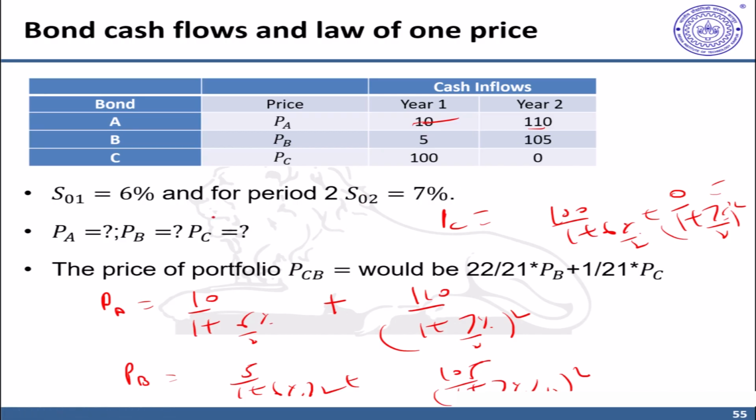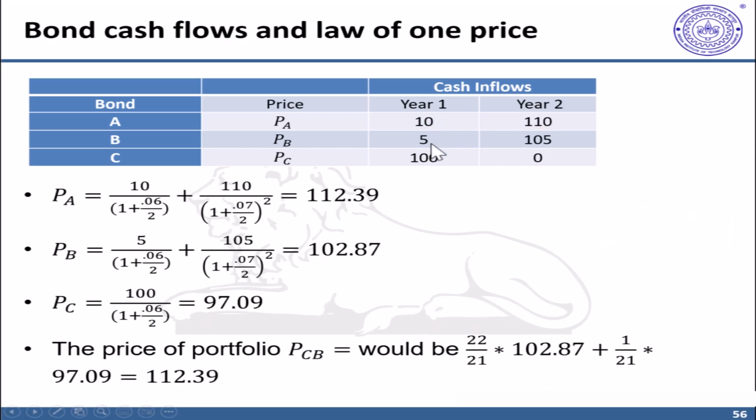Now, once you have the prices of bonds A, B, C, the arbitrage portfolio that was a mix of B and C in these proportions, 22 by 21 into PB plus 1 by 21 into PC, can also be calculated. Solving these equations, we find that PA equals 112.39, PB equals 102.87, and PC equals 97.09. Now you can mix PB and PC in this proportion, 22 by 21 into 102.87 plus 1 by 21 into 97.09, which works out to 112.39, the same as PA. So we can see the arbitrage portfolios have the same price.